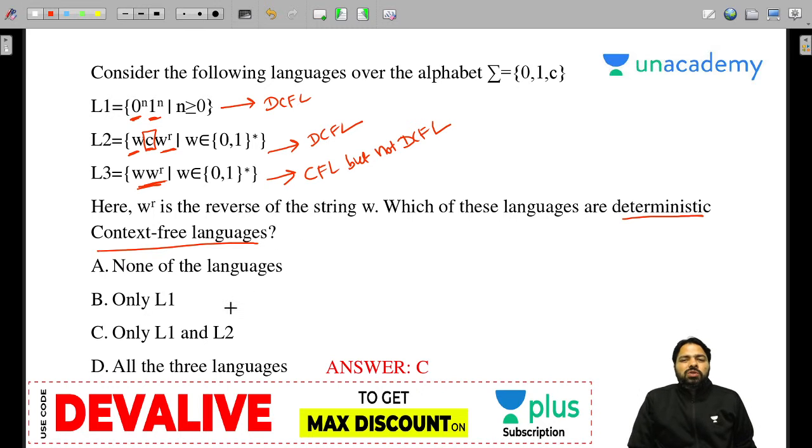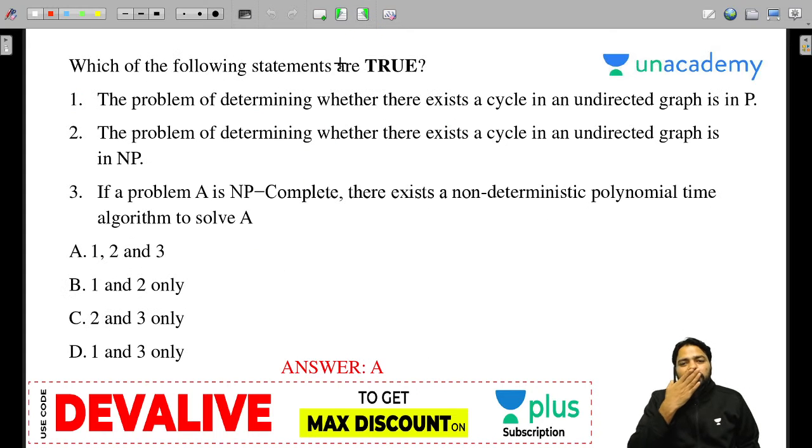Now you just need to choose, guys, which of these languages are DCFL. Did you see that L1, L2 are DCFLs, but L3 is not. Only L1, L2 are DCFLs, but not L3. Yes, very easy. If you already studied the TOC, just by looking at this problem, you can answer it. But you need to practice, you need to understand why L3 is not a DCFL. Okay, this is out of syllabus today, but still try to understand.